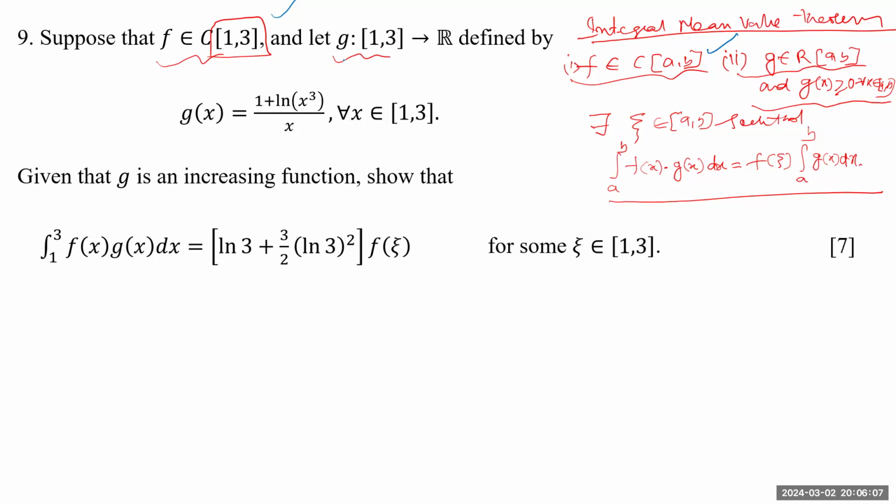And g is a function from [1, 3] to R given by this function. But basically what I need is that g should be Riemann integrable, and g is a non-negative function on the closed interval [1, 3]. But unfortunately, the given function g(x) is an increasing function on [1, 3]. What is that?